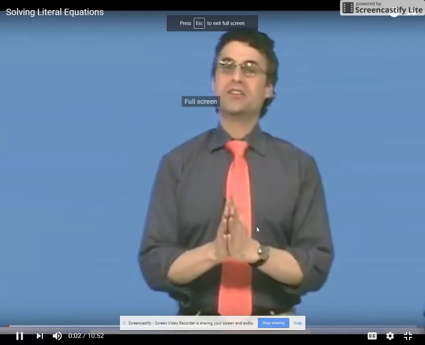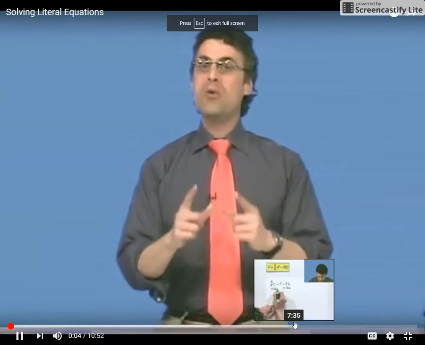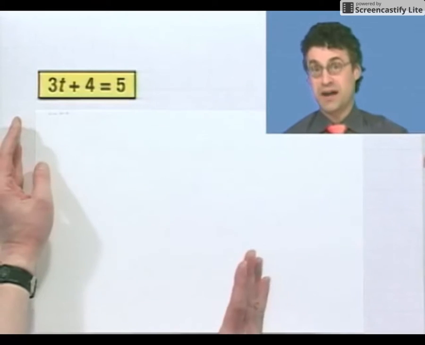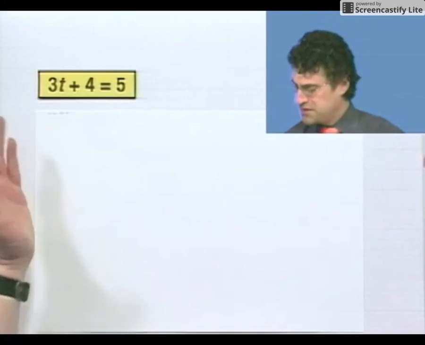All right, let's have some fun looking at certain equations and seeing how we can solve for the mysterious unknown thing. Okay, so let's take a look at a very simple example first. We've got 3t plus 4 equals 5, and we want to solve for t. Well, this is not a big deal. We know what to do.